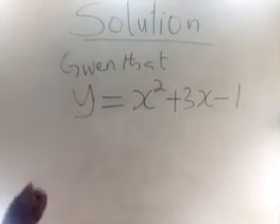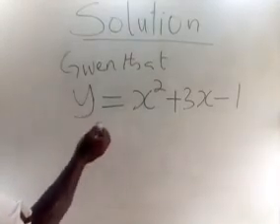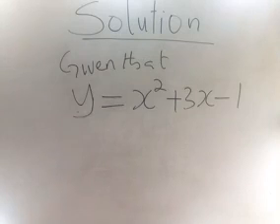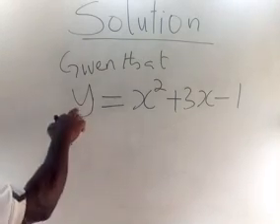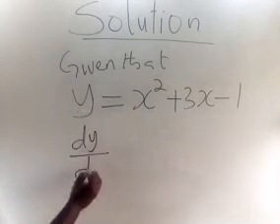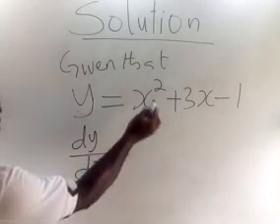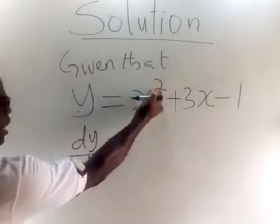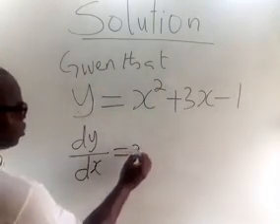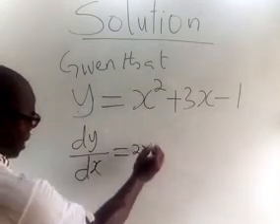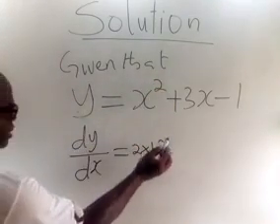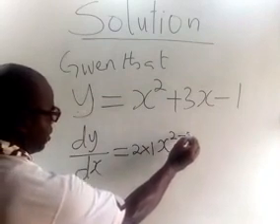Solution: given that y equals x squared plus 3x minus 1. Since we are to find the gradient, we are differentiating. Here, we are differentiating y with respect to x, and we have dy over dx equal to this. Just like I told us, you multiply the coefficient by the power. The power here is 2. We have 2 times the coefficient of x, which is 1, so 1x, then you subtract 1 from the power, and this one will become 2 minus 1.